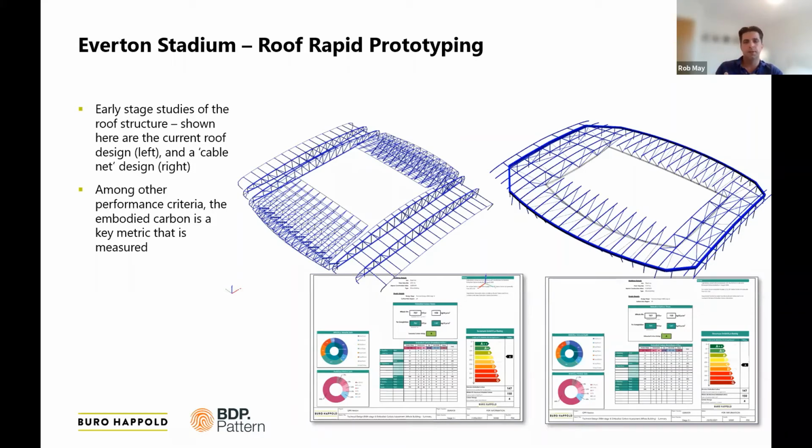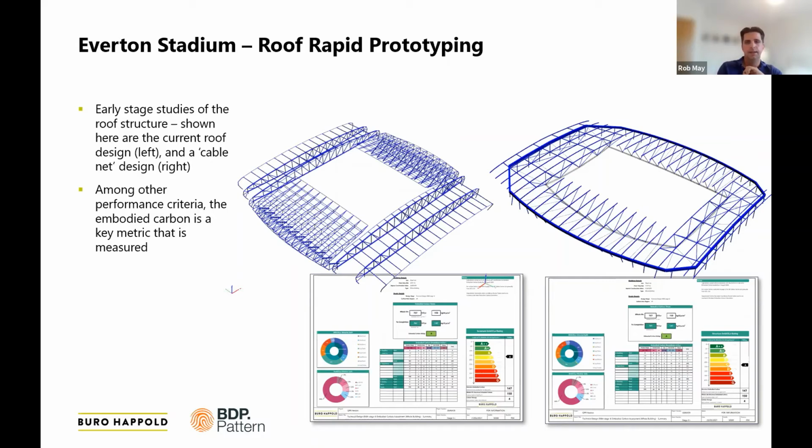Underneath those two images there is a snapshot of the embodied carbon dashboard that we've got. So looking at the amount of carbon that each one of these options would produce is a key metric in what option we take forward.